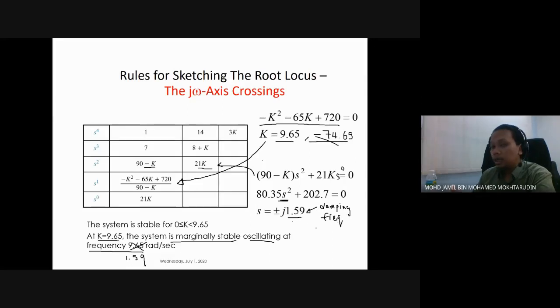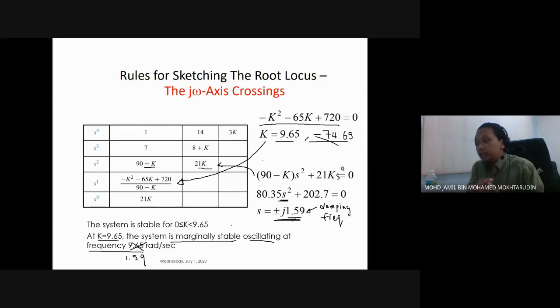Or the frequency of the system at marginally stable. You know that a marginally stable system is a system where it will keep oscillating until infinite time, meaning that it will not stop or increase in terms of the values. It will keep oscillating. So what is the frequency of the oscillation? It's this value.